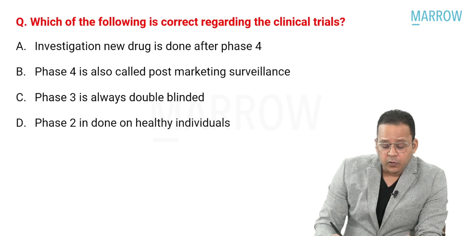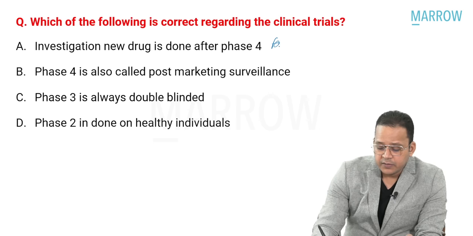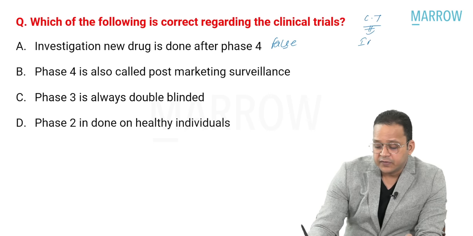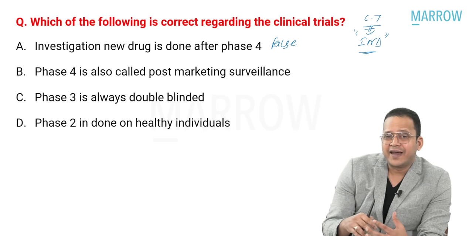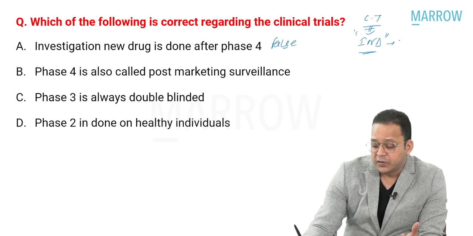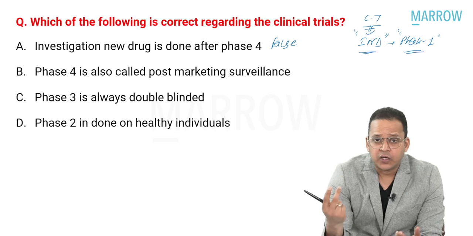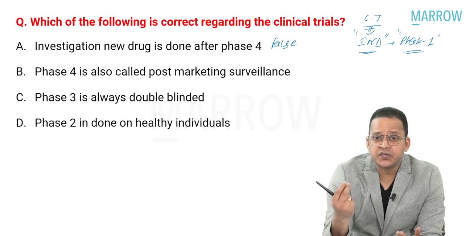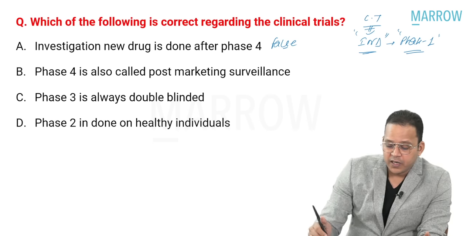Now the MCQ on clinical trial. Which of the following is correct regarding clinical trials? Investigational new drug is done after phase 4. Now this is false. The reason being, as soon as a drug goes into clinical trial, it is given the designation of IND, investigational new drug. After I designate it as an investigational new drug, it then moves into phase 1 clinical trial. So a drug which is in clinical trial is called an investigational new drug, as simple as that, not after phase 4. Phase 4 is also called post-marketing surveillance.